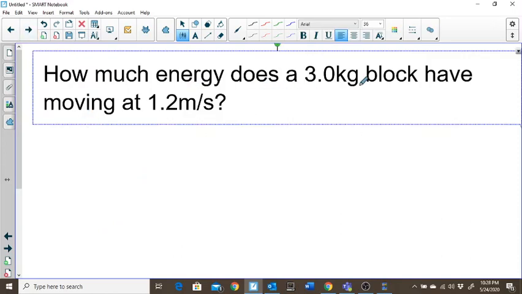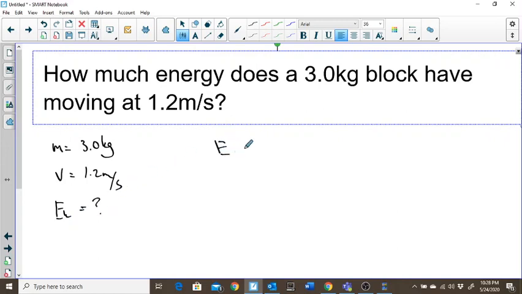How much energy does a 3 kilogram block have moving at 1.2 meters per second? Again, we go through this, we take a look at information. We have 3 kilograms. It's a number. Well, what is that? Well, that's a mass. Then we have this 1.2 meters per second. Well, that's our velocity. What are we trying to find? The energy, EK.